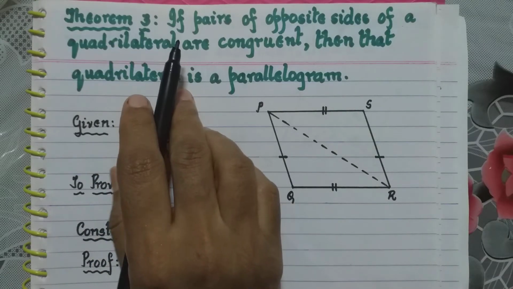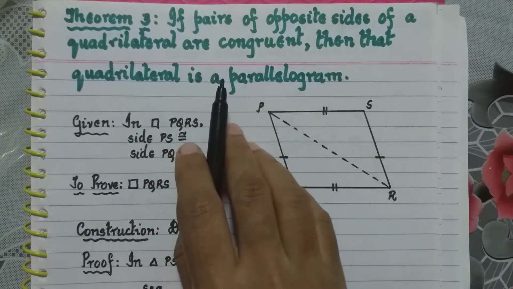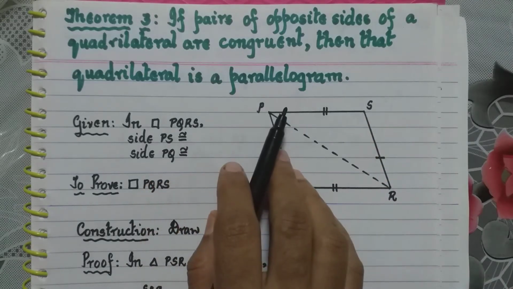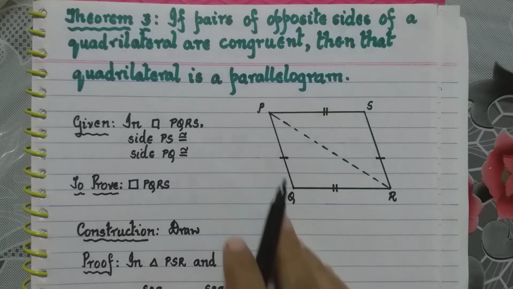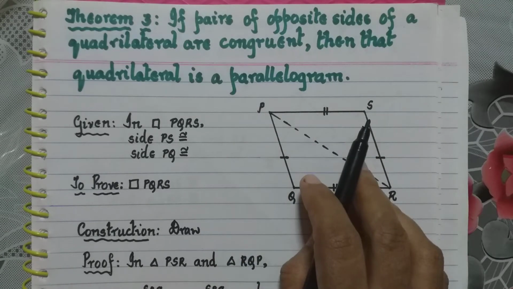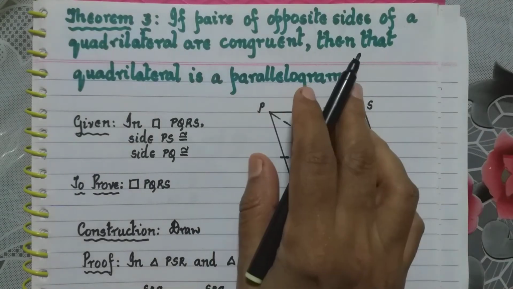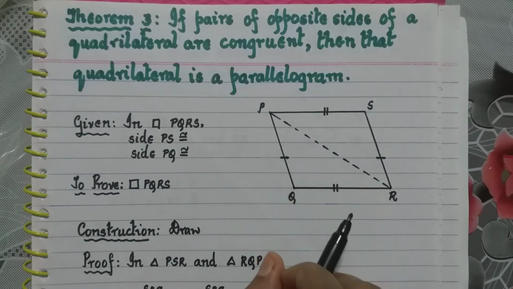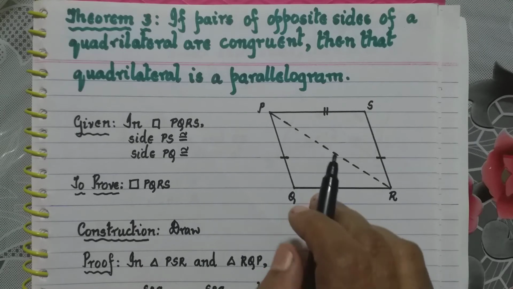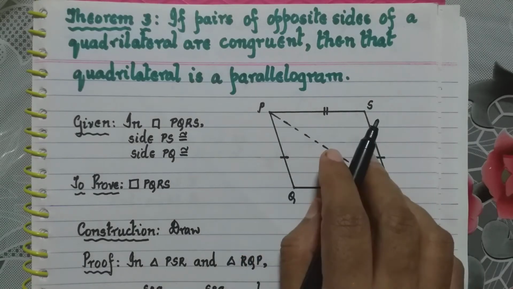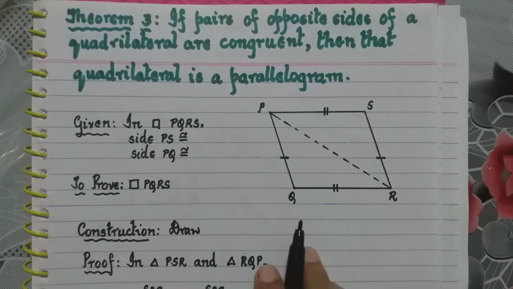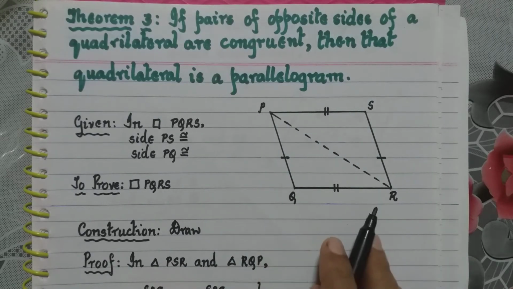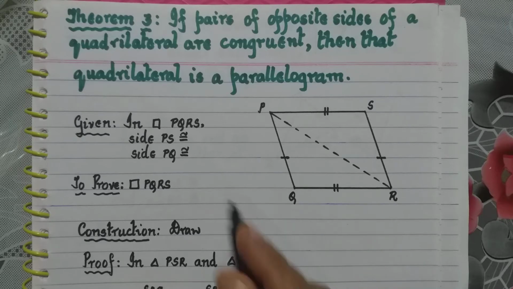Go to the third theorem. If pairs of opposite sides of a quadrilateral are congruent, then that quadrilateral is a parallelogram. In quadrilateral PQRS, they have already said that the opposite sides of the quadrilateral are congruent. Now, when we are talking about the opposite sides, we know if one side is PS, then the opposite side will be QR. So, they have given that side PS is congruent to side QR.